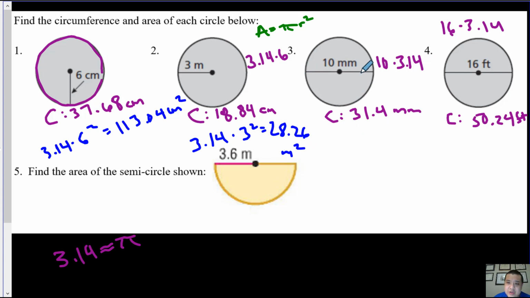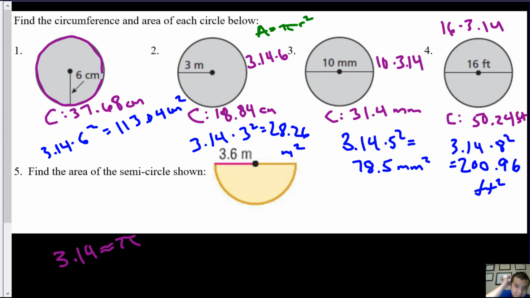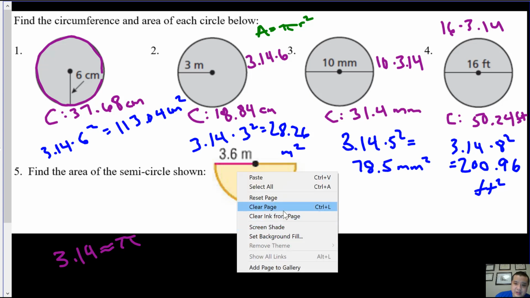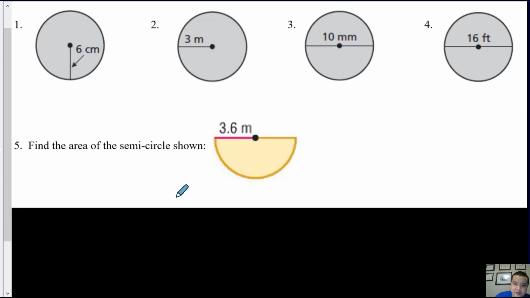Remember that in the last two, we are not given the radius, we were given the diameter. What you should have done is 3.14 times 5 squared, because the radius for question number 3 is 5. Okay, and gotten 78.5. And then for the last one, the radius is going to be 8, because half of 16 is 8. So we do 3.14 times 8 squared equals 200.96 feet squared.